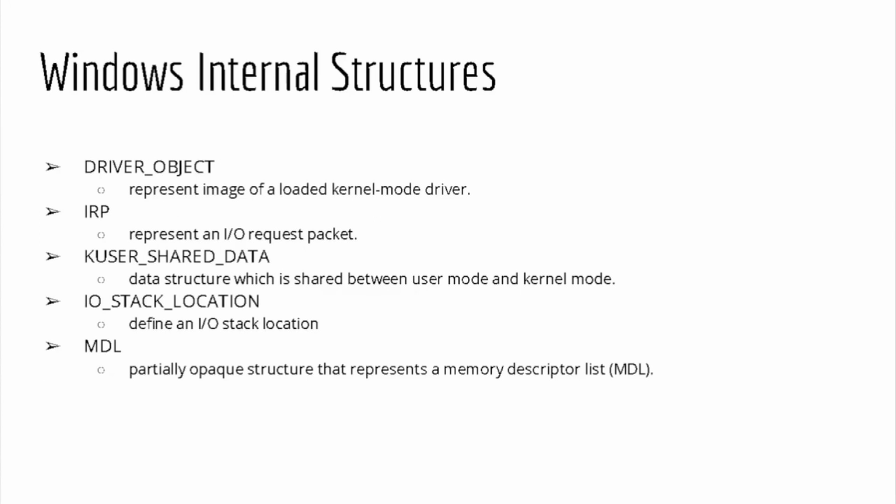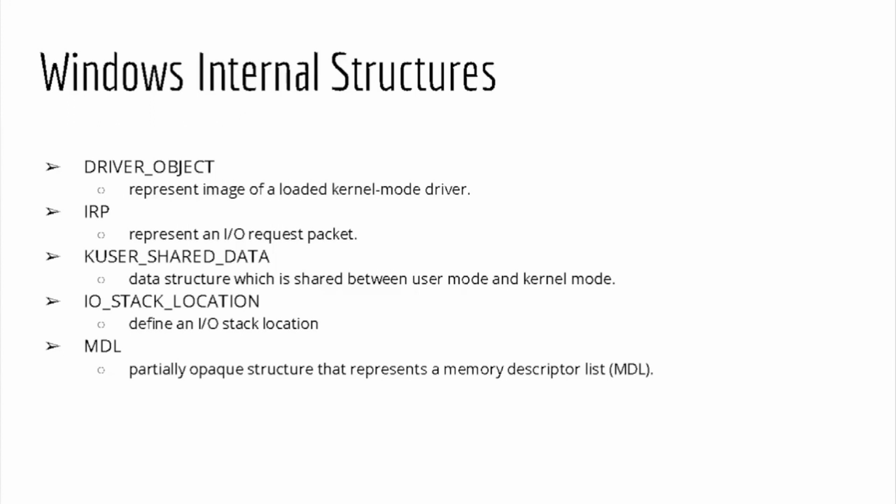Now I will introduce some internal structures. The first one is the driver object, which represents the image of the loaded driver. I initialize some fields such as type, size, driver name, and major function fields. The process structure represents a process object. There are many hidden fields, so I just allocate a memory region for this structure.